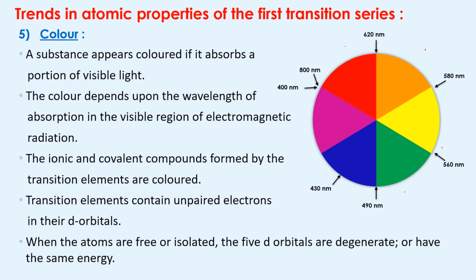At the same time, when the transition atom is free or isolated, what happens? They have 5 d orbitals which are degenerate or have the same energy. Degenerate means they are equal in energy, all the d orbitals appear the same. So degenerate means similar in nature.